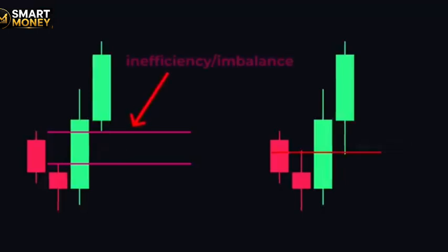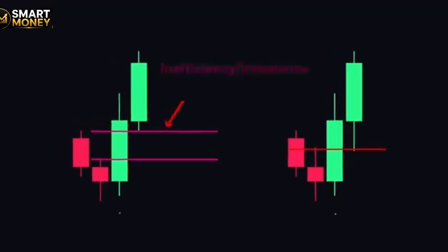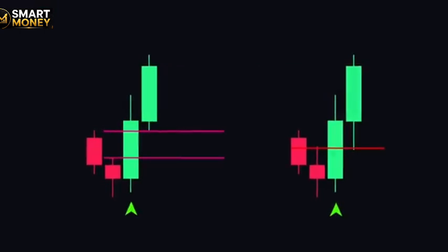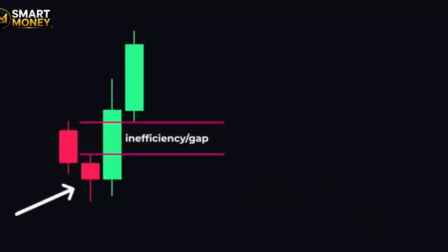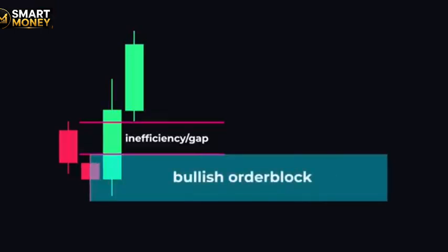This gap is what's called an inefficiency or imbalance. So, even though both setups show significant upward movement, only the left one counts as a valid order block because there's inefficiency. To draw the order block, take the first candle before the inefficiency and draw a rectangle over the full candle from the top wick to the bottom wick.